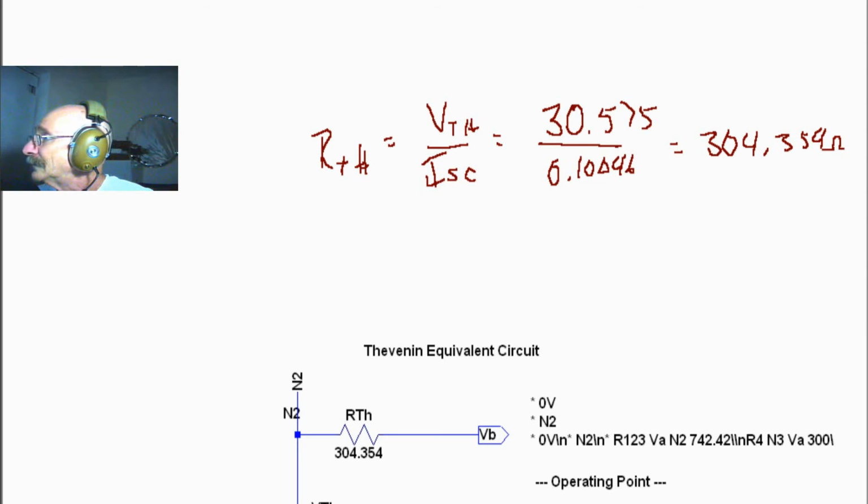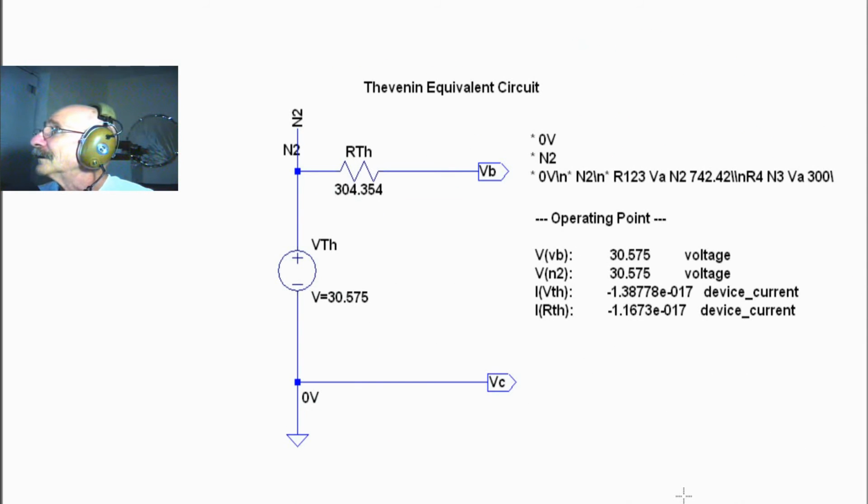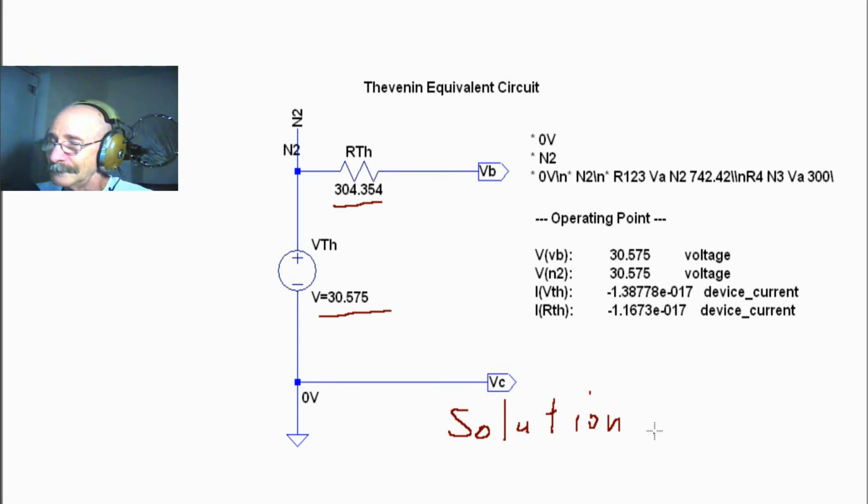We can show the Thevenin equivalent circuit, and here it is. And that is our solution right there. Here's our VTH, it's 30.575 volts. Here's our RTH, 304.354. And that's our solution. Okay, and that solves this problem.